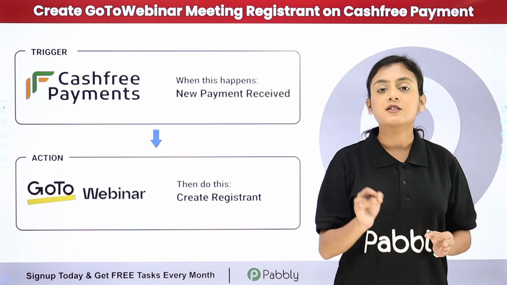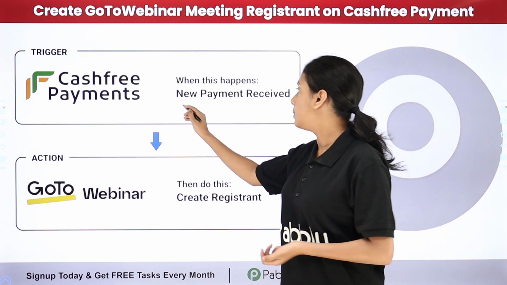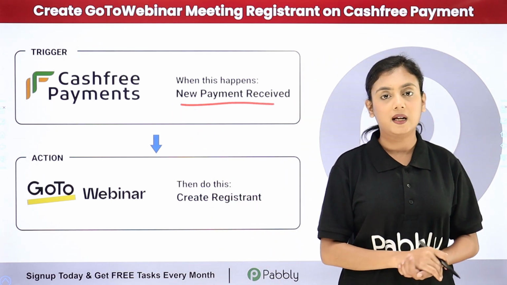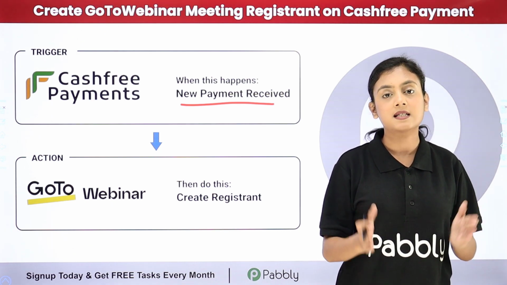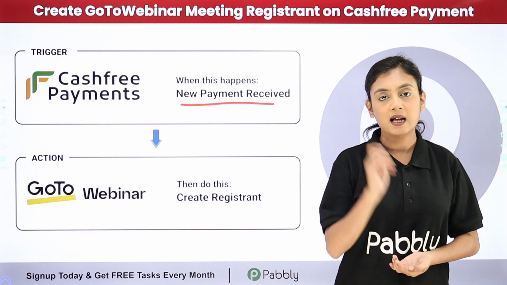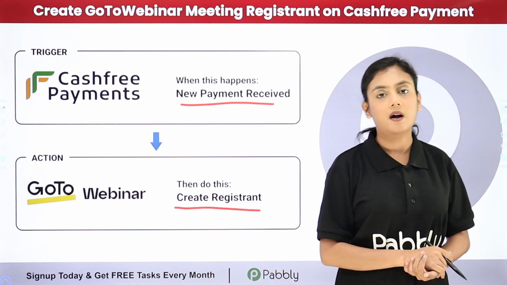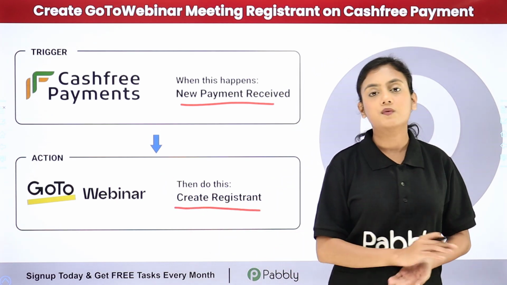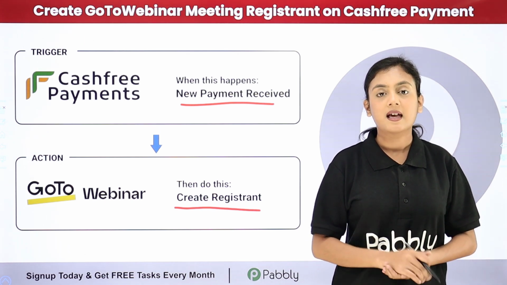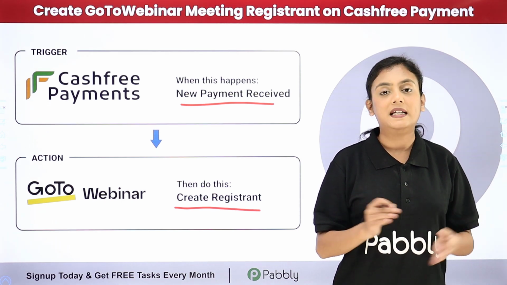I want that as soon as a new payment is done by a participant using Cashfree and they enroll themselves for the webinar that I'm hosting, I want to create that participant as a registrant in my GoToWebinar account. With the help of GoToWebinar, I manage my sessions. And doing this manually is very time consuming.